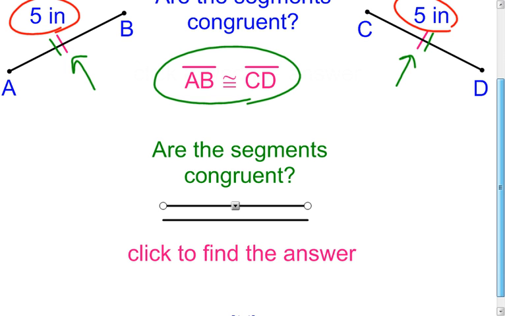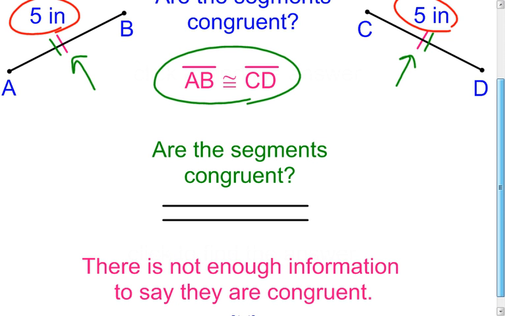Now, do they look congruent? I would definitely agree. They both look congruent. But can we say they're congruent? No, we cannot, because there's not enough information there. There's nothing on there that says they're both 5 inches long. They don't have the tick marks on them, so just not enough information to say they're congruent. And in most cases, we're going to assume that they're not congruent.